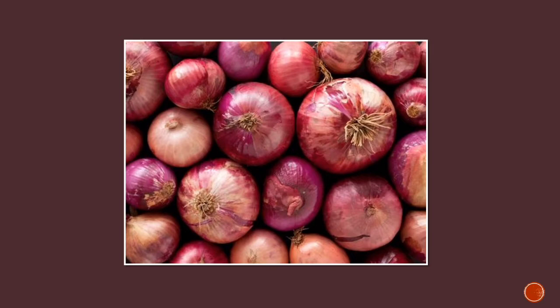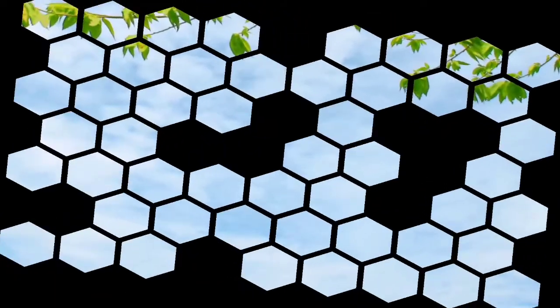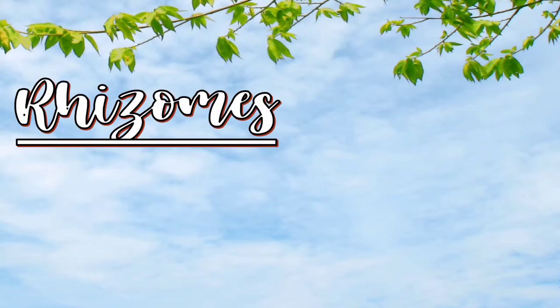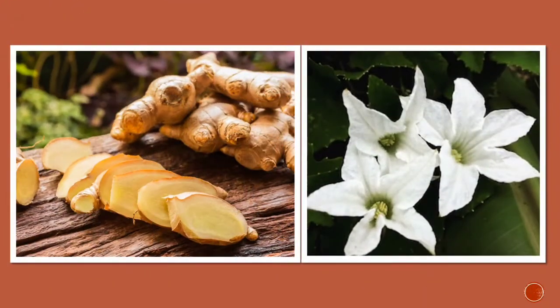Next, the last specialized stem. The last one is the rhizomes. Rhizomes is a long fleshy stem that grows parallel to the ground. Examples of this are the ginger and camia. So, si camia po ay isang flower and then si ginger po ay kilala na naman natin na sinasama sa mga lutuin sa bahay natin ni nanay at ni tatay.